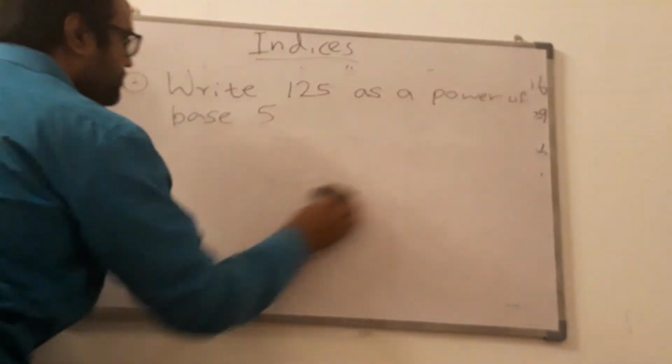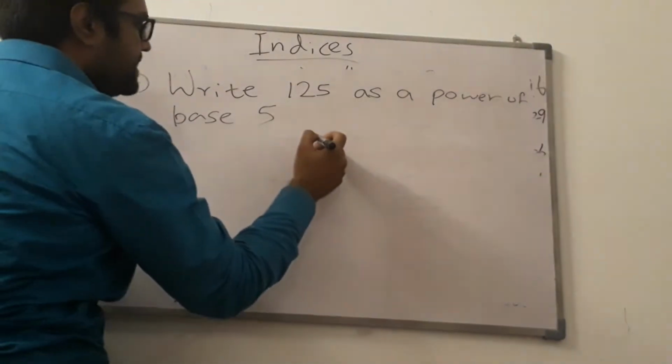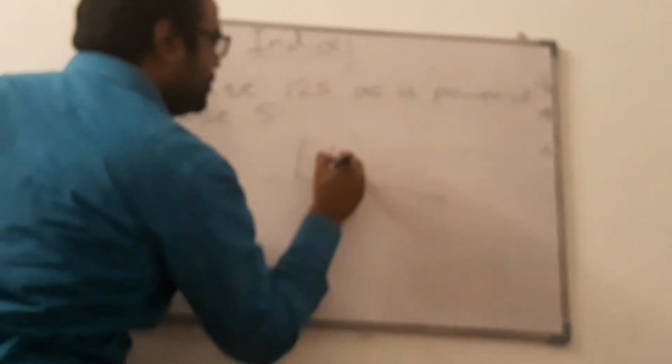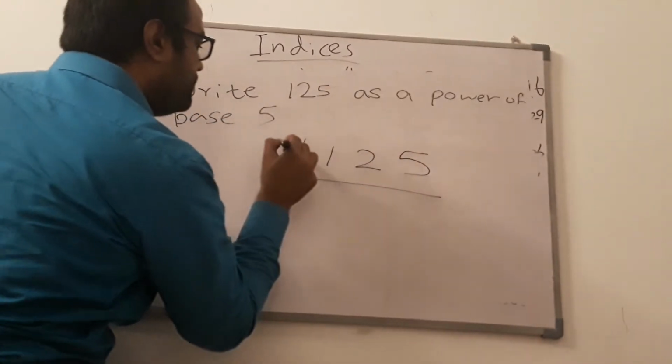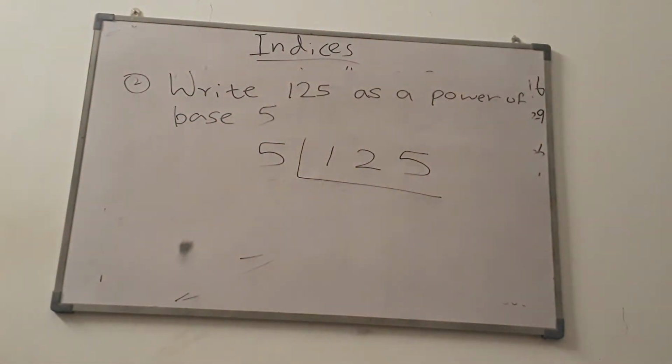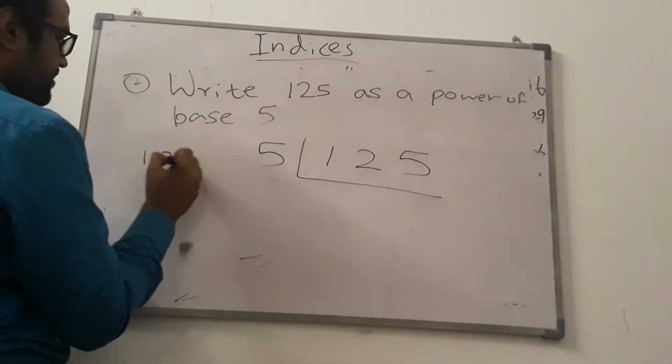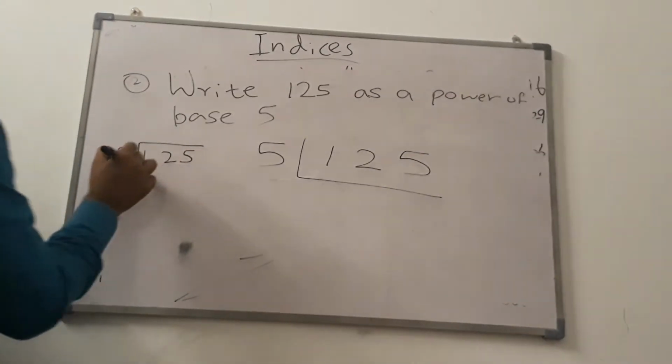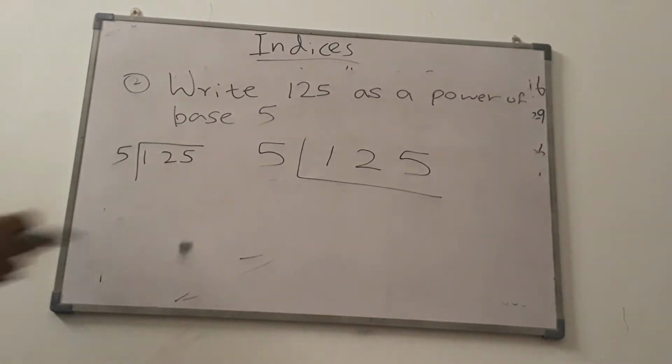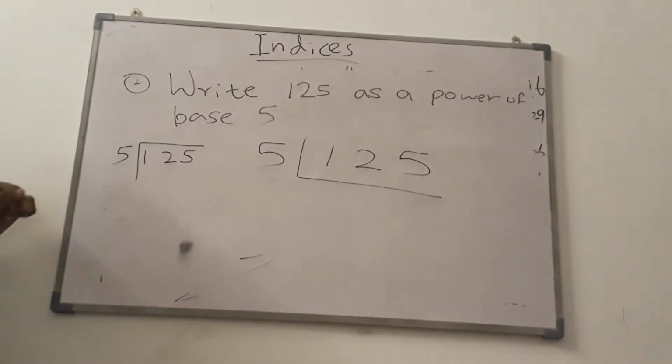Next is the division method, the division method of factorizing. Now I am going to do the factorization. I am going to divide 125 by 5 here, and I am going to do the long division for you as well. How many 5s are there in 12? 5 times 2 is 10. More than that there are no 5s. So there are 2 5s in 12. 2 times 5 is 10.